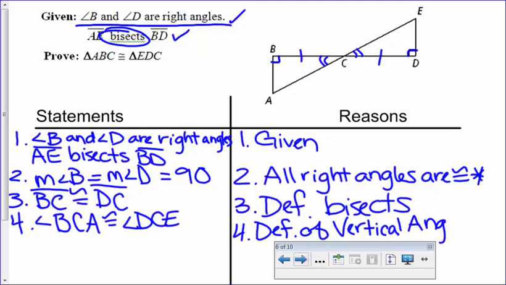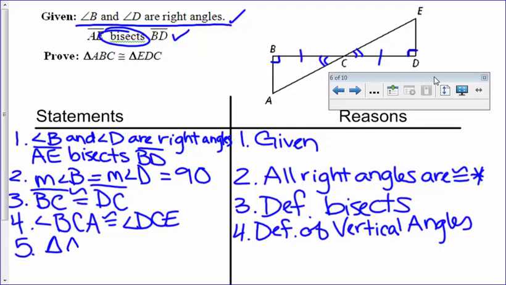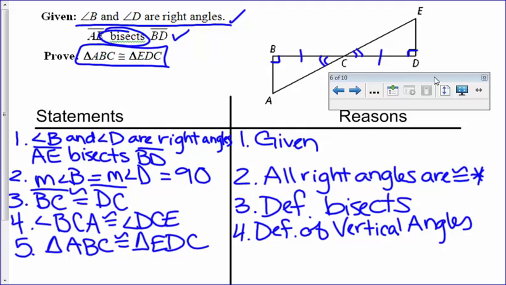All right, so let's take a look at what we've done. This is all that we can mark on our diagram. So now we know we're done with the proof. Step 5 is triangle ABC is congruent to triangle EBC. You're just rewriting that final statement that they give you up here. Okay, and so now we look at our order. We have angle, side, angle for this proof.